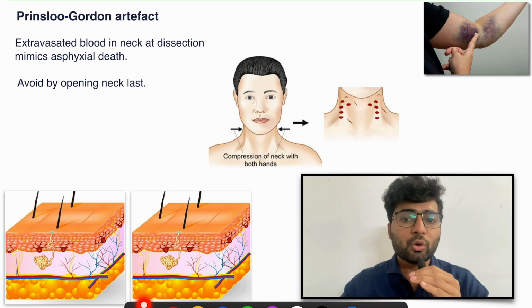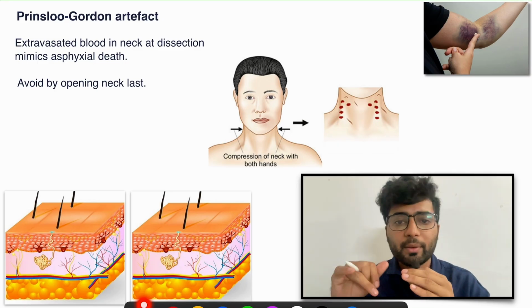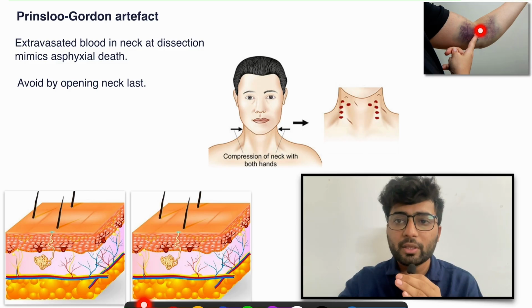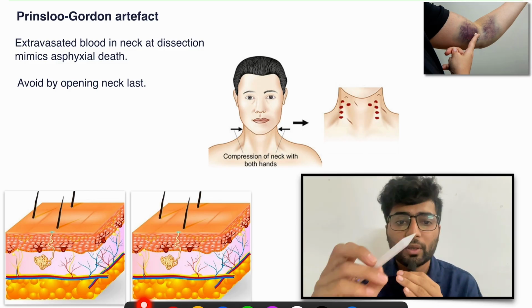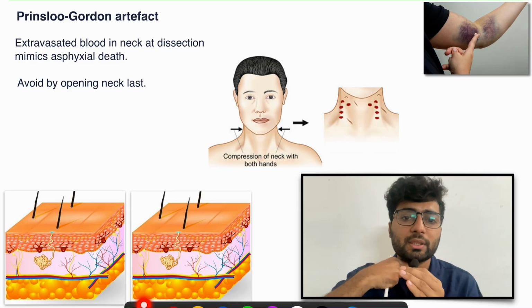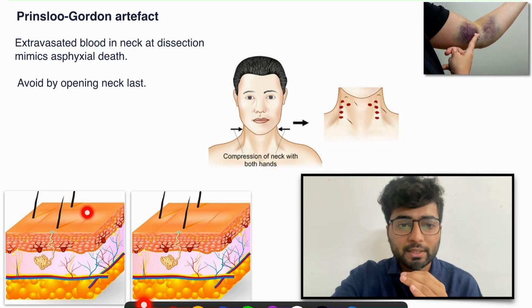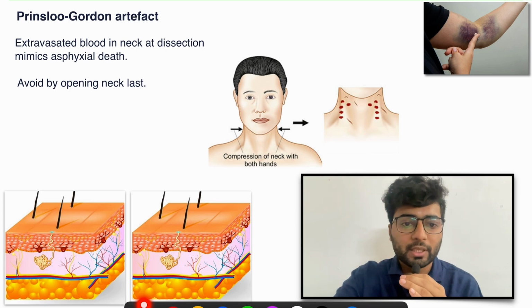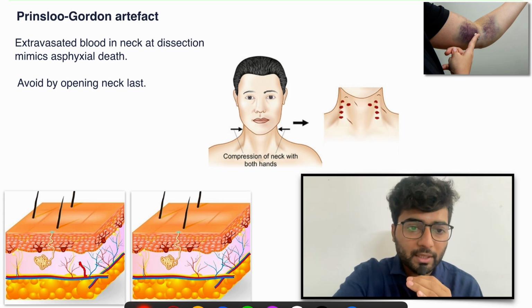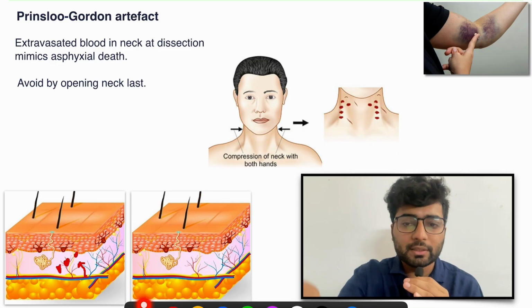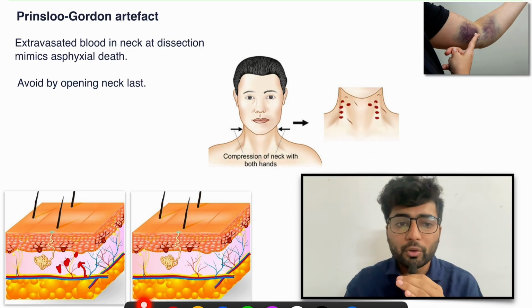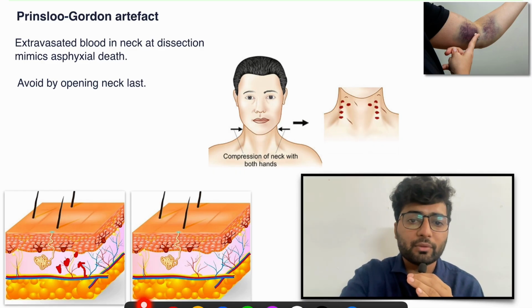Now what is the Prinsloo Gordon artifact? Let's start from the very basics. What is a bruise? In this image you can see this is a bruise. How is it formed? Let's say we are applying pressure on this neck, which is throttling. Let's say this is a cross section of the neck. When the pressure is applied over here, there will be rupture of this vessel. There is no injury over here, but these vessels will rupture, and there will be extravasation of blood, and this will appear like this. This is a bruise. Why is a bruise formed? Because these vessels are broken down and there is extravasation of blood.